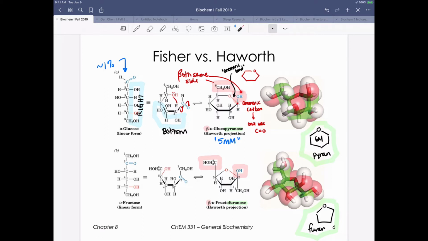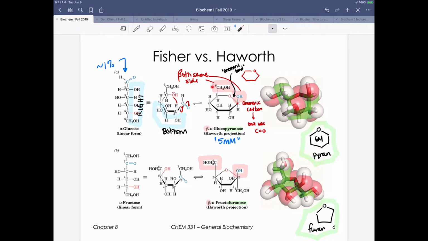So by formalism, we draw Haworth projections with this anomeric carbon, that is the carbon that was once a carbonyl, on the right. And when we have attack of this hydroxyl group on this carbonyl, it can attack from either the top or the bottom face, which means we have two possible configurations or stereochemistries that we can have at this anomeric carbon. And that is the origin of this Greek letter here.